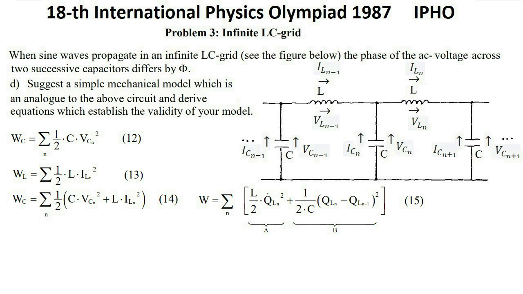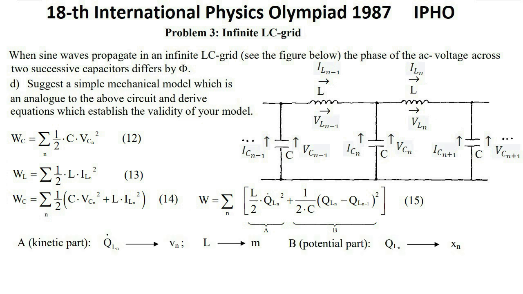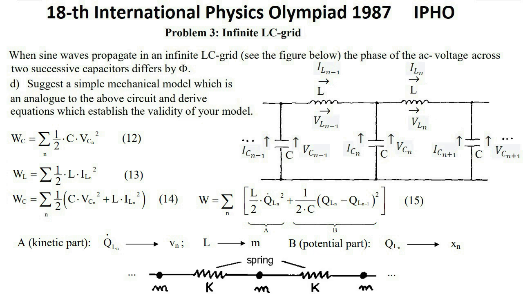One obtains formula 15. However, QLn could equally be another quantity, for example an angle. L could be for example a moment of inertia. From the structure of the problem follows interaction only with the nearest neighbor, and the force rises linearly with the distance. A possible model could be the next one. That was the solution for question D. And here we finish the discussion of problem 3.